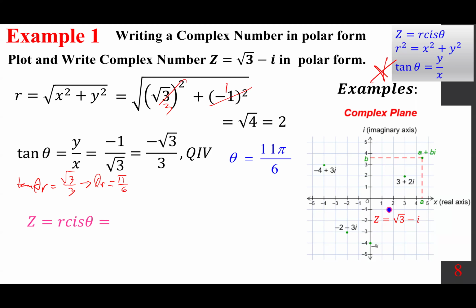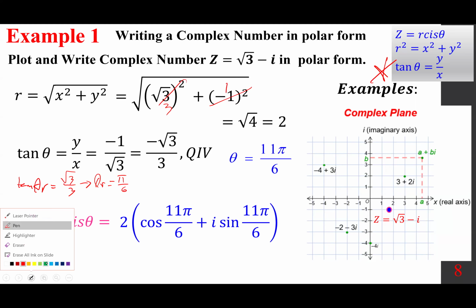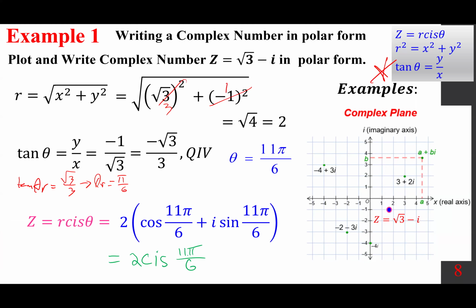So these are cis theta. Replace the r, replace the theta. We get 2 cosine of 11 pi over 6 plus I sine of 11 pi over 6. Or you could write the shorthand notation 2 cis 11 pi over 6. Either way is fine. Okay, everybody?